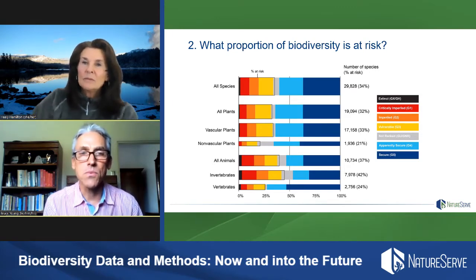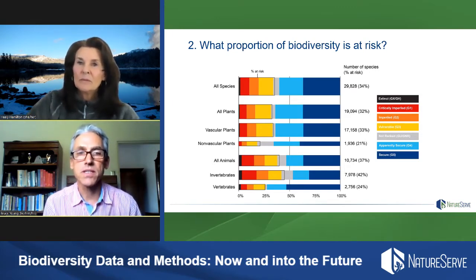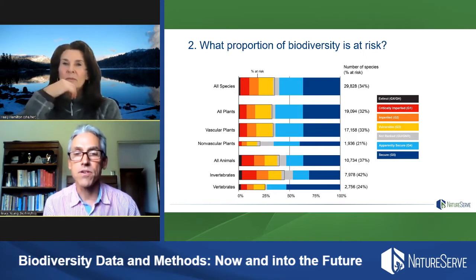Note here too that the width of the bars is proportional to the number of species in each of the groups. You can look down and see the percentages that are threatened across these groups. All animals that we happen to track are slightly more threatened than plants. And then within animals, the invertebrate groups that we track are far more threatened than the vertebrates.